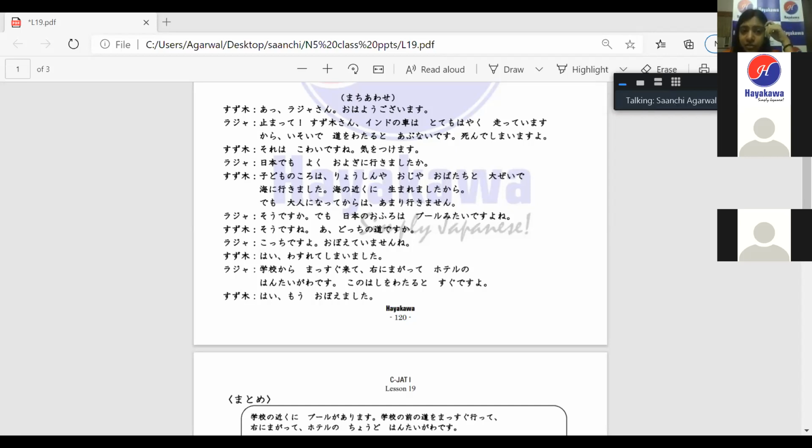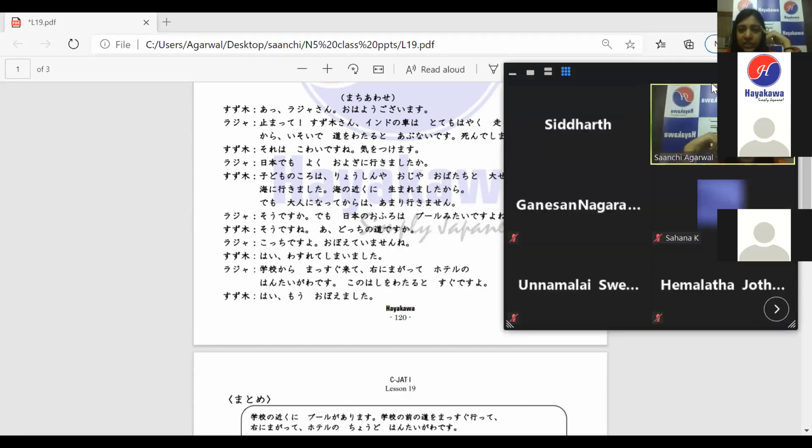Arigato gozaimasu, Vishnupriya-san. So Raja-san is saying, Kochi desu yo. This one you know. Oboete imasen ne. You do not memorize it, right? He's asking Suzuki-san. Ganesh-san, can you read the dialogue for me?